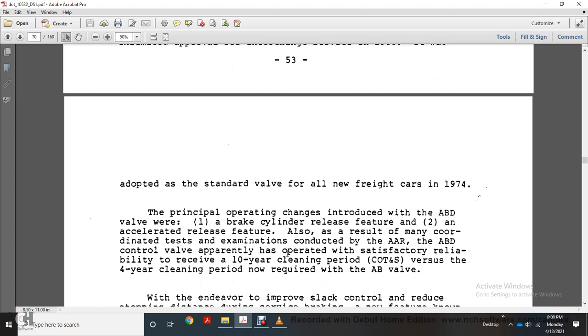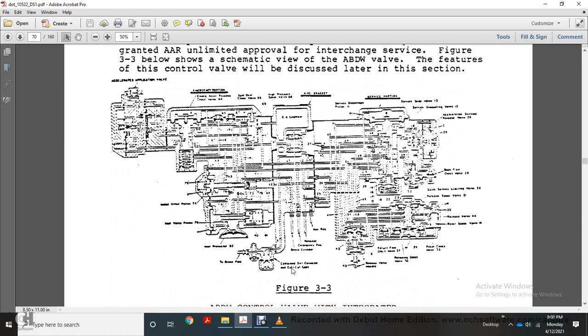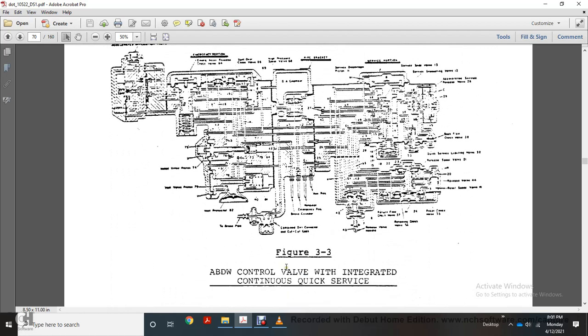also the result of many coordinated tests and examinations conducted with the ABD control valve, which apparently had operated with satisfactory reliability to receive the 10-year cleaning period versus the 4-year cleaning period now required with the AB valve. It endeavors to improve slack control and reduce stopping distance during service braking. The new feature known as continuous quick service will be incorporated as an integral part of the new ABDW valve introduced to the rail freight industry in 1974. The valve is presently being evaluated with AAR performance and reliability data. It has not yet been granted AAR unlimited approval for interchange service. Figure 3.3 below is a schematic view of the ABDW valve. This feature of the control valve will be discussed later in this section, and it shows the ABDW valve with integrated continuous quick service.